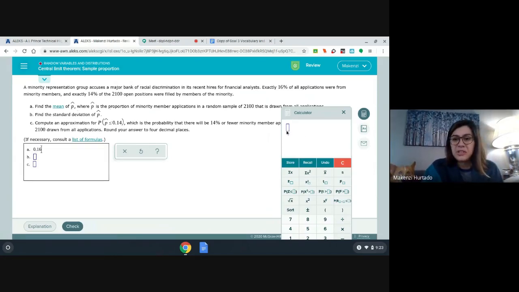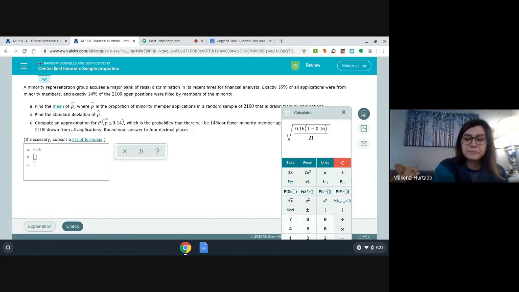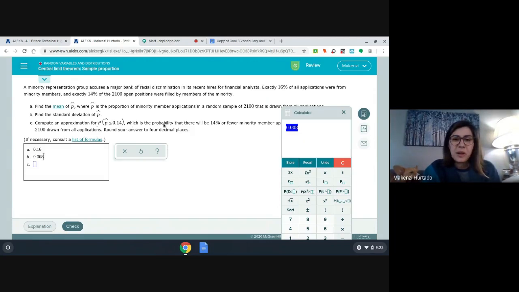Find our standard deviation. Our standard deviation is going to be the square root of the 16% times 1 minus 16% over the N, which is the 2,100. Oops. And then it says compute an approximation where the probability that there will be 14 or fewer members. Fewer, which is less than. So again, we're going to stick with it exactly the way it is.